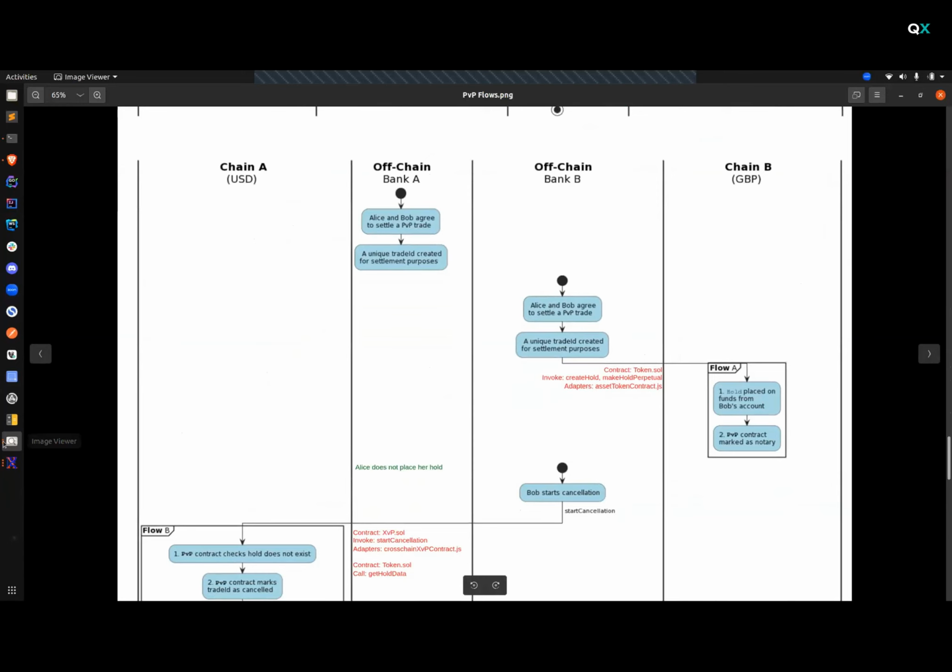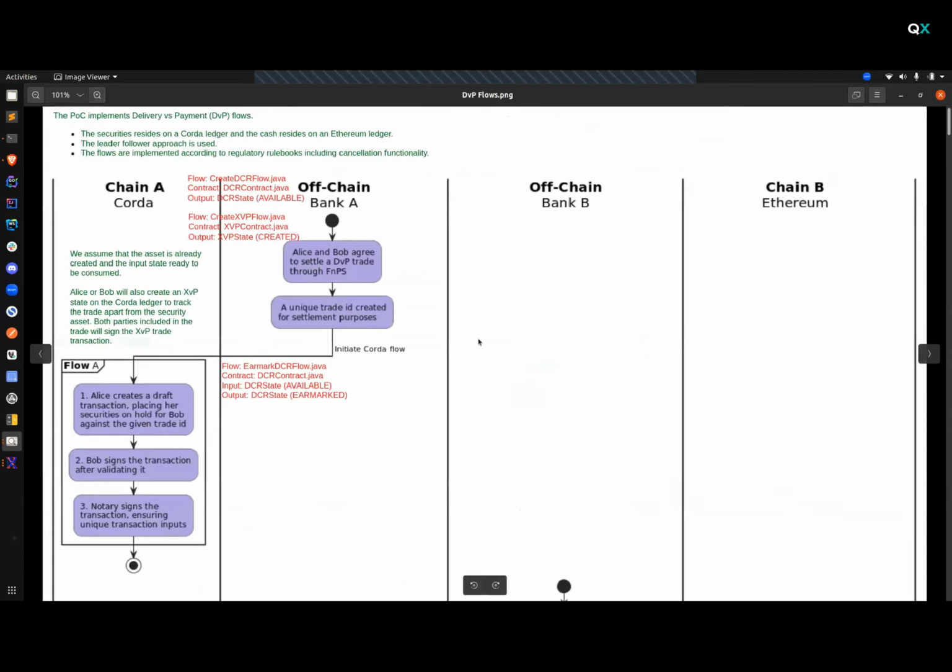I rather want to go through the DVP flows, which is delivery versus payment, coming from a Corda ledger to an Ethereum ledger. So Corda is a little different in how it updates its states. It doesn't really update the state, it consumes existing states and it creates a new state. So our Corda app would have a DCR state. This was working with HQLX as a digital collateral record. It is just a basket of securities that has an issuer and can be transferred to a new owner.